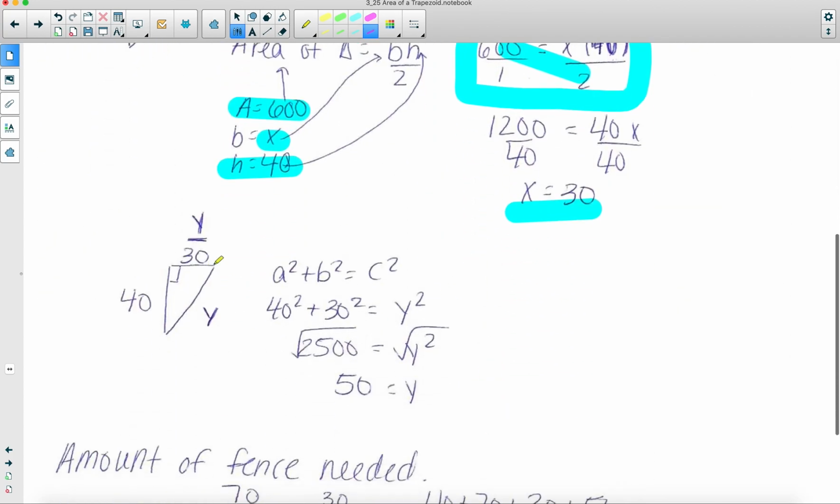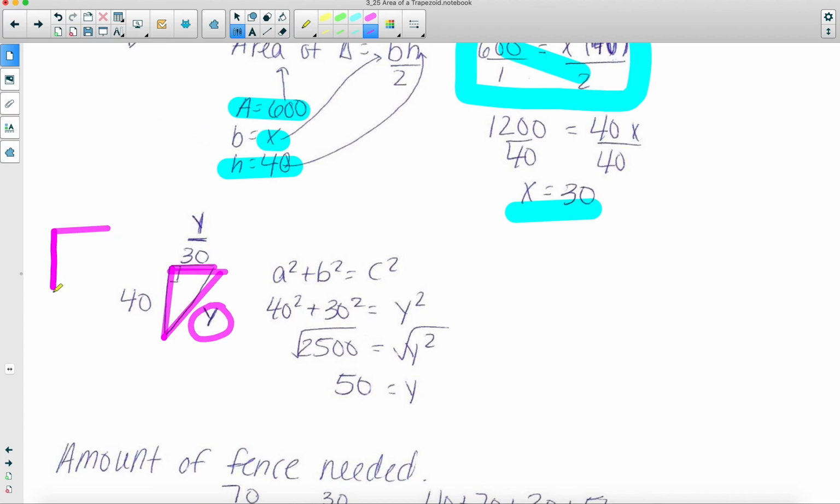So what I did was I redrew it over here. Here's our 30. Here's our 40. Here's our missing side y. Let's make this a better triangle. So we have our hypotenuse. Our c value is y. 30 and 40 are a and b. Substitute in everything. And you might notice that this looks very similar.